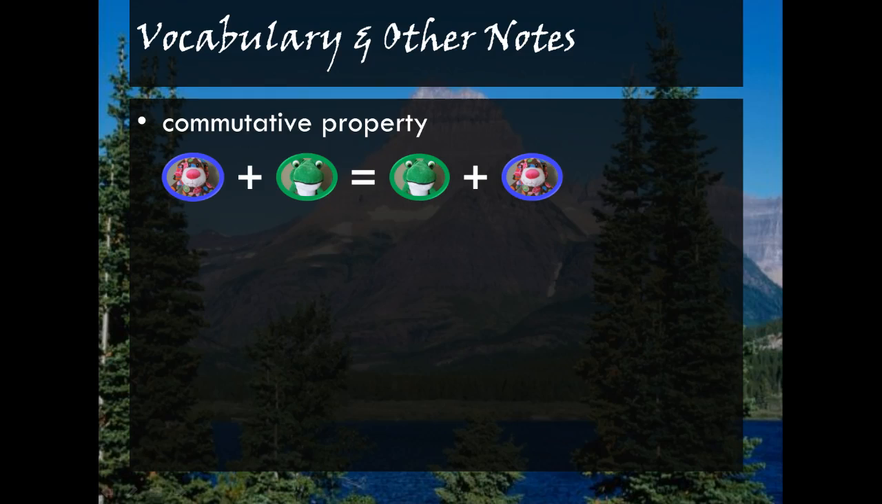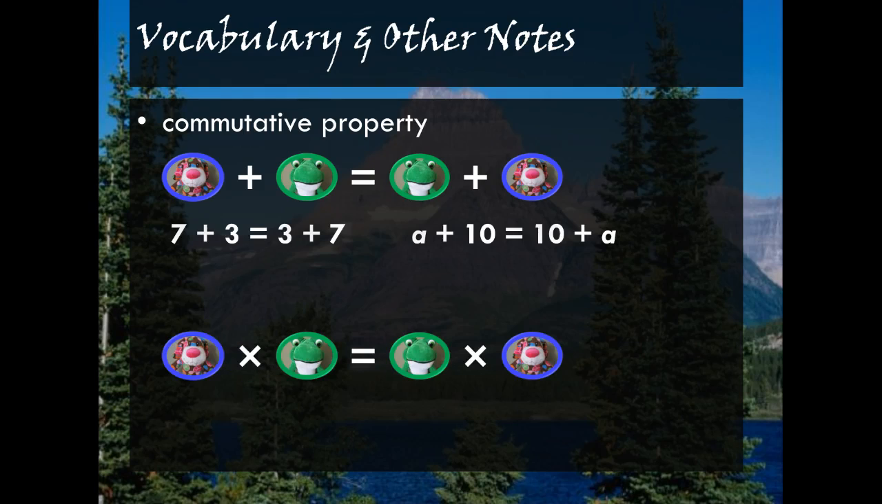We can represent this using symbols. For example, if we have Pythagoras and Fibonacci, it's the same thing as Fibonacci plus Pythagoras. In addition, 7 plus 3 equals 3 plus 7. You can see that switching the order does not change the end result. Both expressions are equal to 10. This can also be used with variables. If we have an unknown number plus 10, that would equal 10 plus that same unknown number, represented here by the variable a. The commutative property also applies to multiplication.